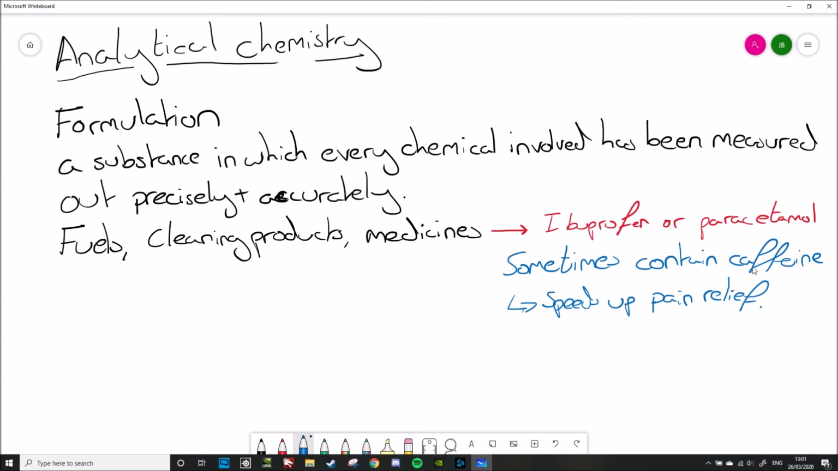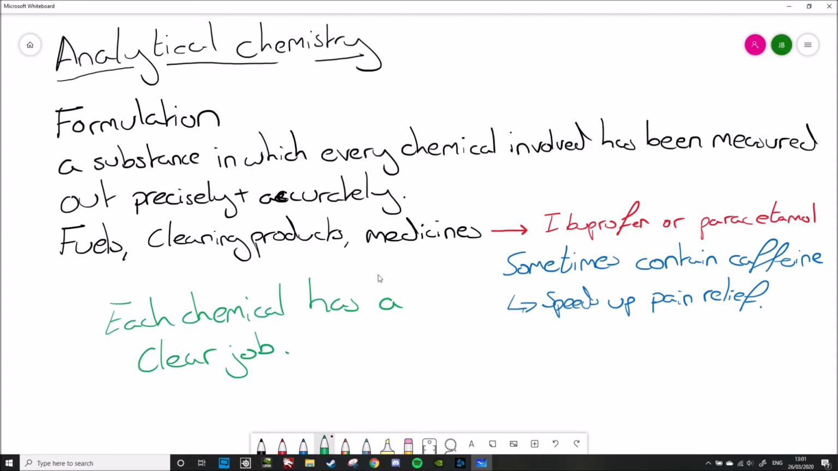Now, if we put too much caffeine in, we'll end up having too much of the speed up, but not enough of the actual pain relief. If we have too much ibuprofen, we'll have a good amount of pain relief, but we won't have enough of the speeding up part. So that's what a formulation is. It's a precise and accurate amount of different chemicals in the formulation, plus each one has a clear job.